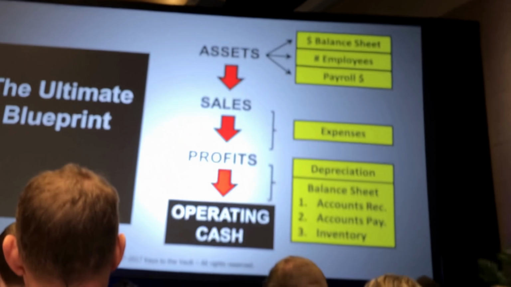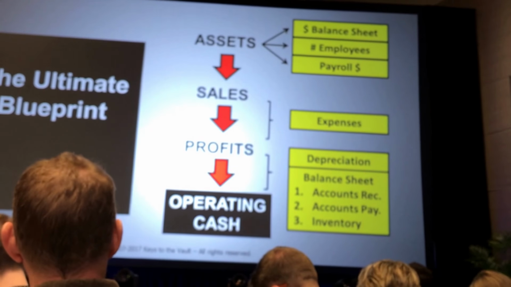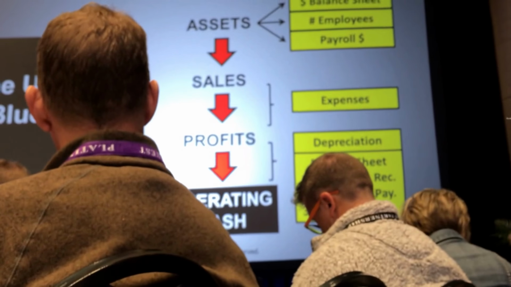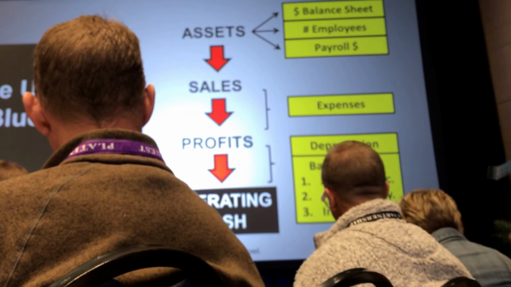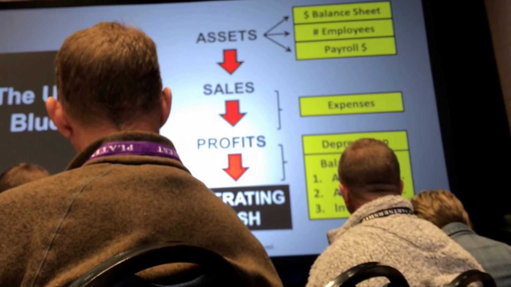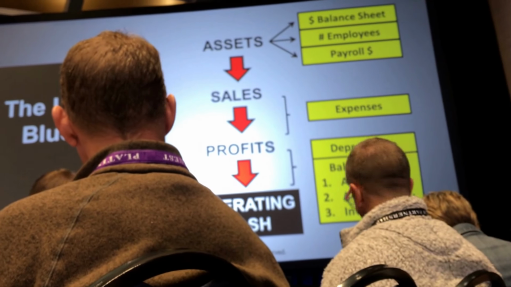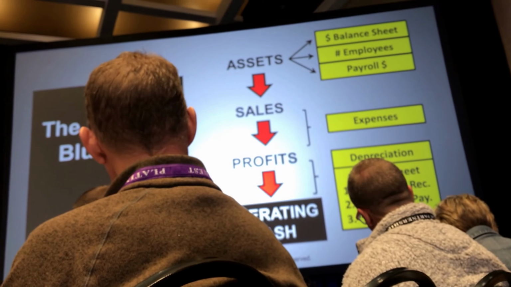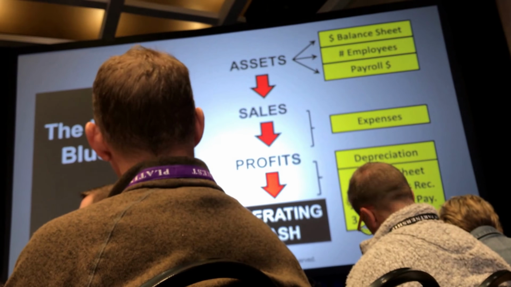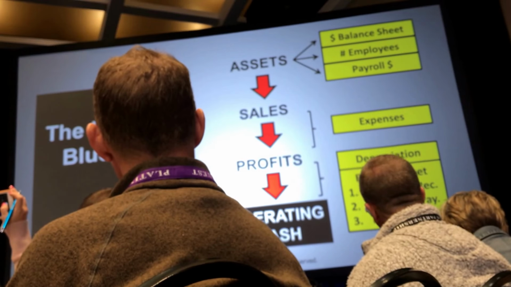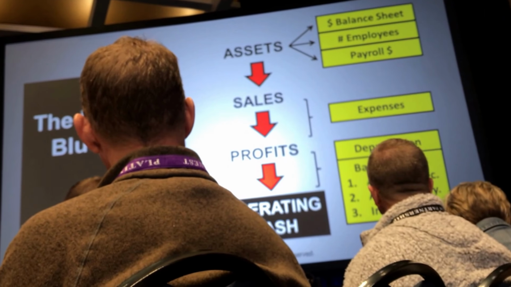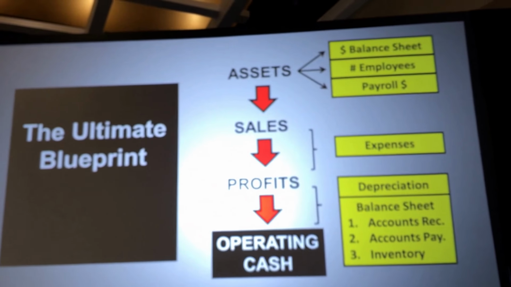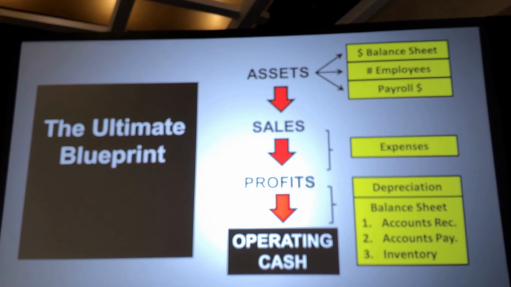And the other three differences are on the balance sheet: accounts receivable, accounts payable, and inventory. So these are the four things that make the difference between profits and cash flow. The difference between sales and profits is expenses. The difference between profits and cash flow is depreciation, AR, AP, and inventory. Take a picture of this slide. This is a big girl slide, big boy slide.